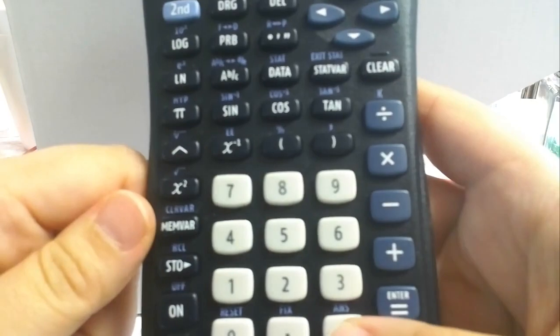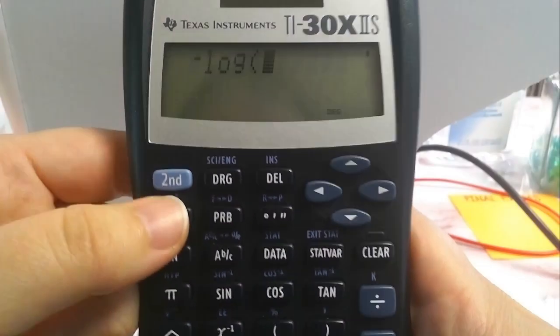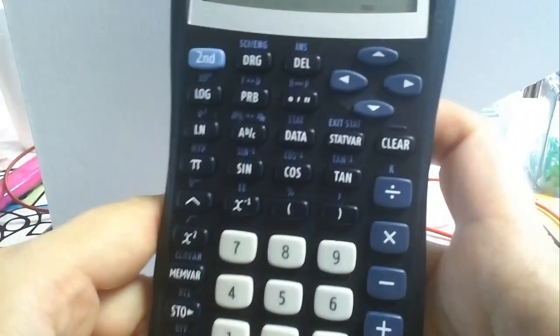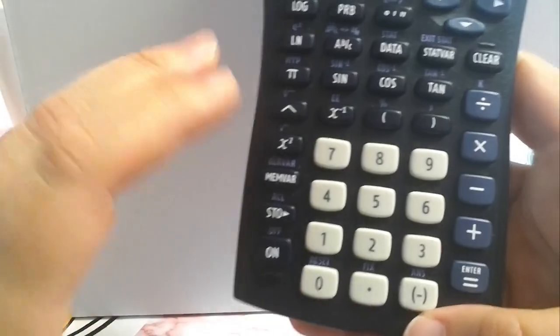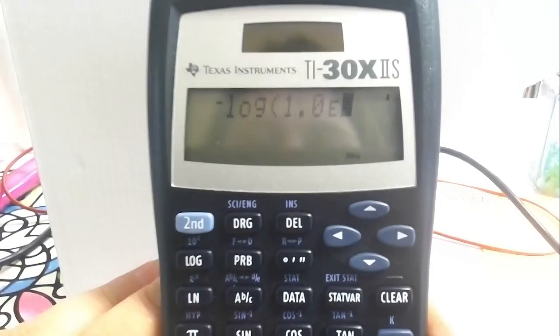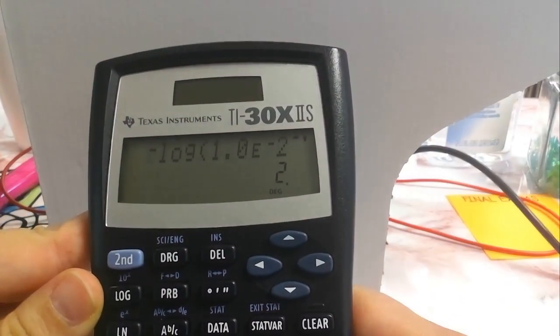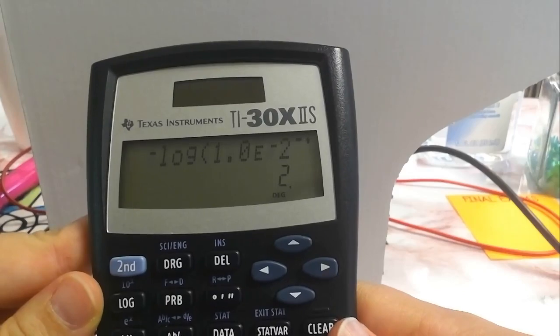So negative button is down here again. The log button is up here. So negative log, and this one opens the parentheses again. I would do 1.0, and then second, EE again, and then a negative 2. And then close your parentheses, enter. So on all 3 calculators, you get the same answer. Those are the different buttons that you'll press depending on what you have. If you have a calculator whose buttons don't match any of those 3, then I can help you when I get back, or maybe you can ask Ms. Harkreader to help you, but that is all we're typing in.